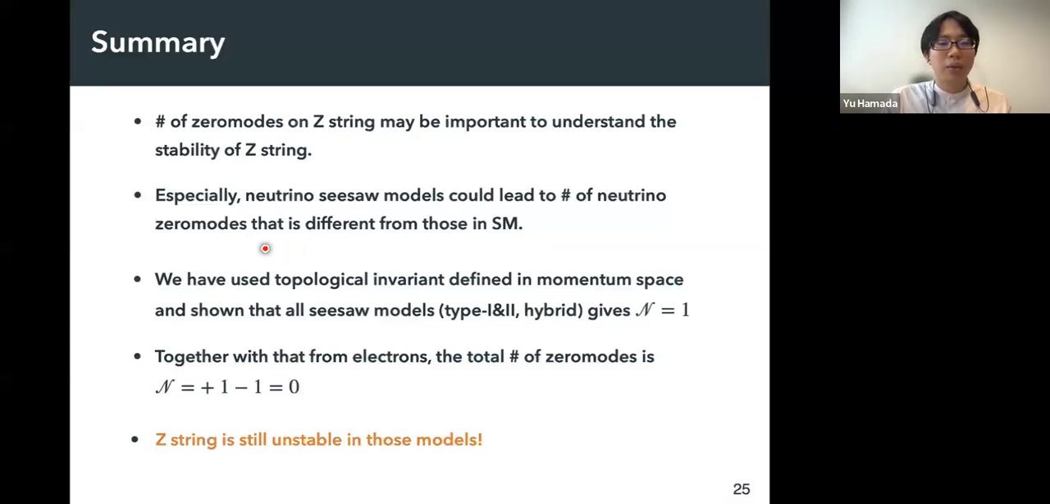But in this talk, we have used a topological invariant defined in the momentum space and shown that all the models, type 1, type 2, and the hybrid, give the topological invariant 1 from the neutrino sector. Combined with the electrons, the total number of zero modes is just 0. So this means this is the same as the standard model, and the Z-string is still unstable in those models. This is our conclusion. Thank you very much.